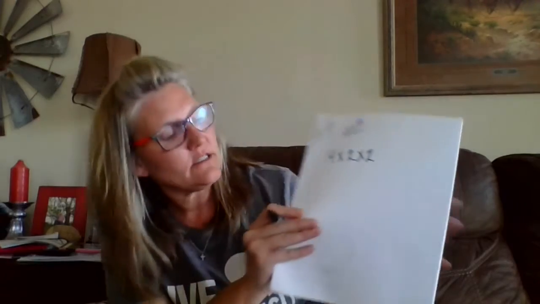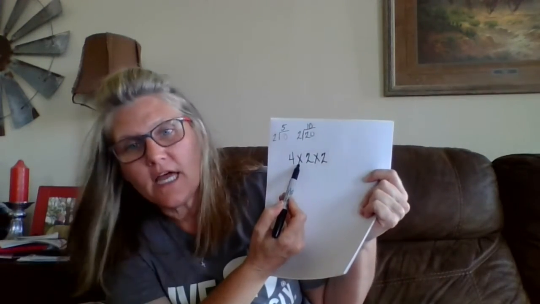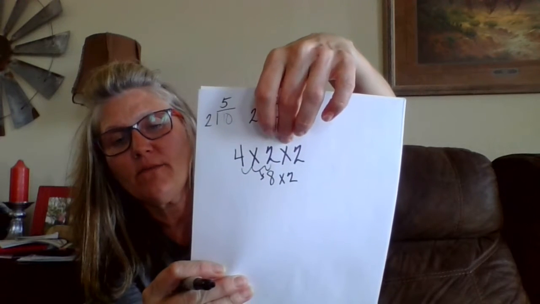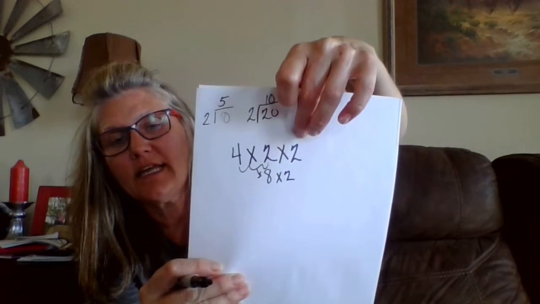So you'll start right here. 4 times 2. Put 4 fingers out. Count by 2s. 2, 4, 6, 8. So then you can go 8 times 2, because I multiplied 4 times 2 and brought the 8 down. Now you have to multiply that 8 by the next number. Well, that's 2. Well, 8 fingers. Count by 2s.